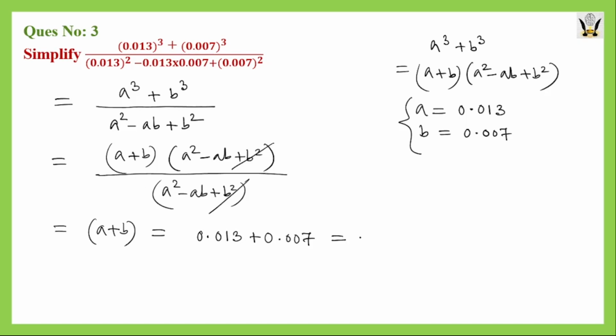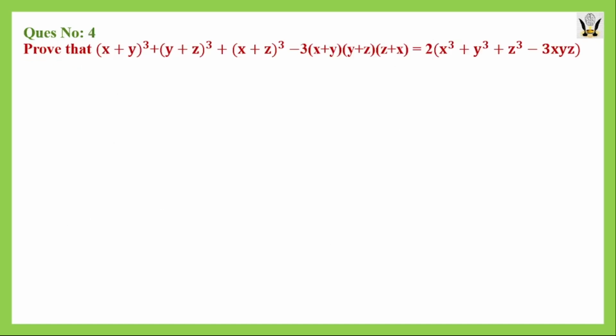So the final value will be 0.02. Now the next sum. There we need to prove the expression that we have on the left side of that equation to the right side. So we will start our simplification with the expression that is given on the left side.